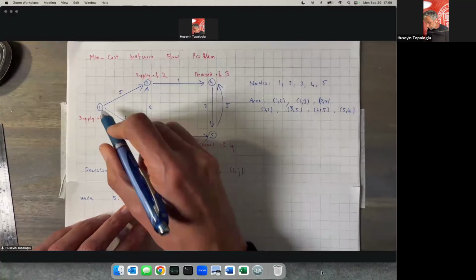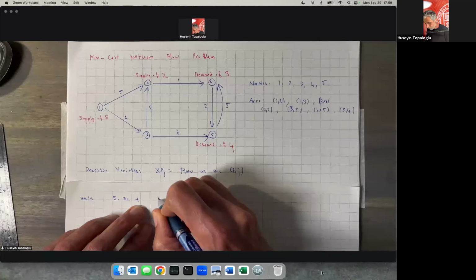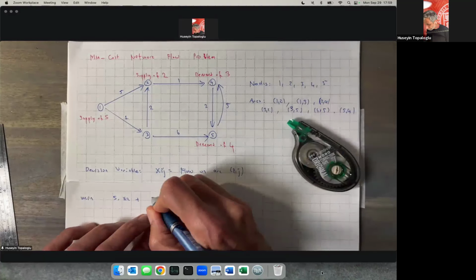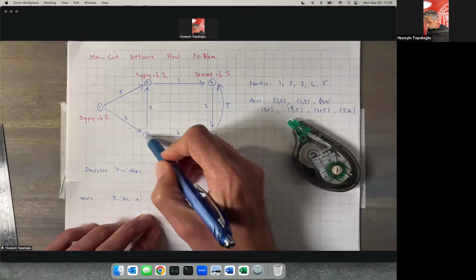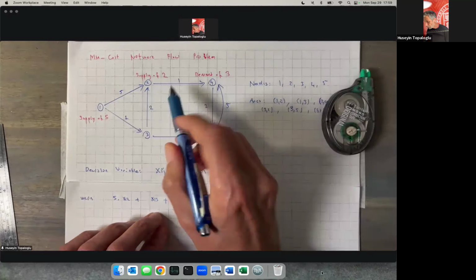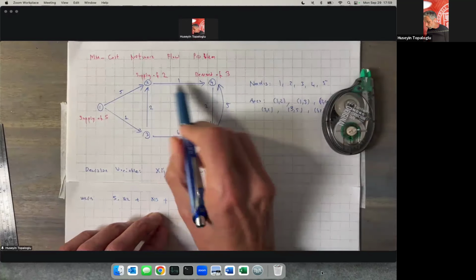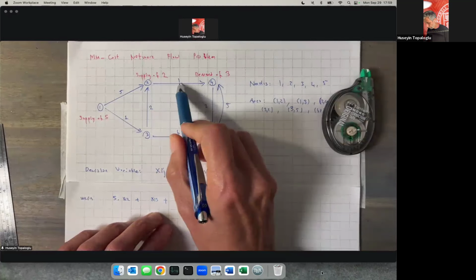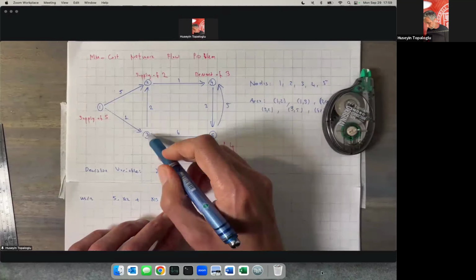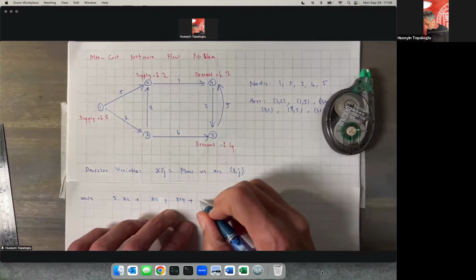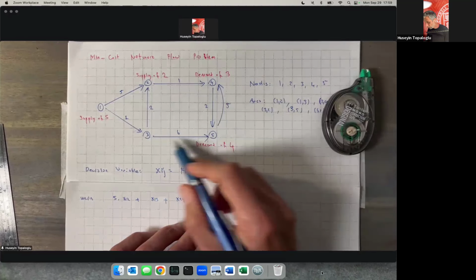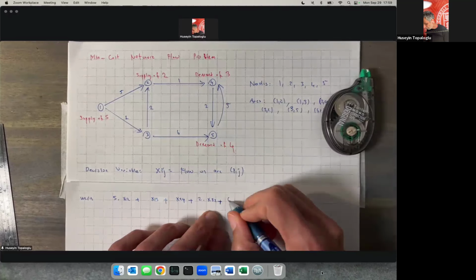Likewise, the amount of flow over this arc, X1,3. And for each unit of flow, I incur a cost of 1, so I'm not going to write that 1. Let's keep going. For each unit of flow on this arc, X2,4, we're going to incur a cost of 1. For each unit of flow on this arc, X3,2, we're going to incur a cost of 2. For each unit of flow on this arc, we're going to incur a cost of 6.